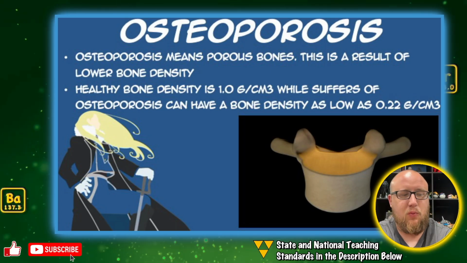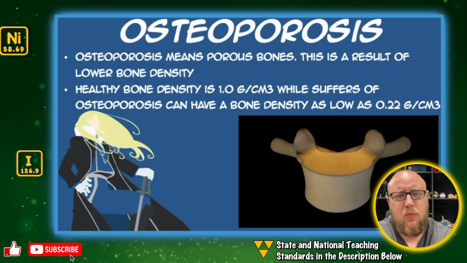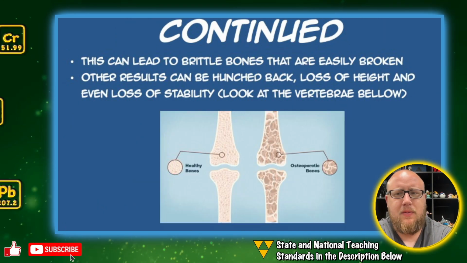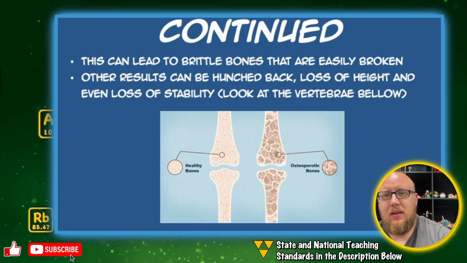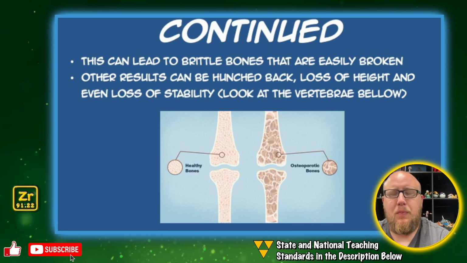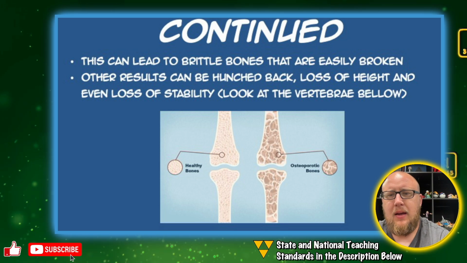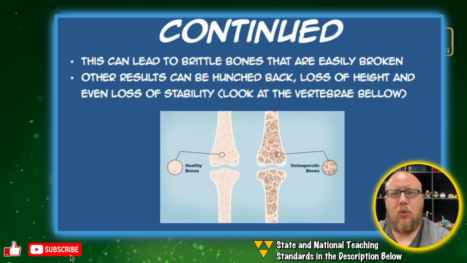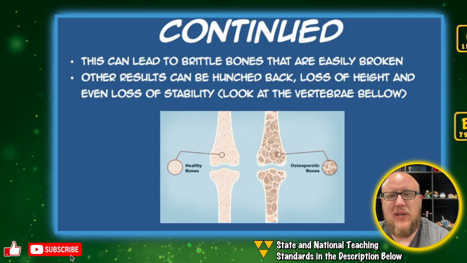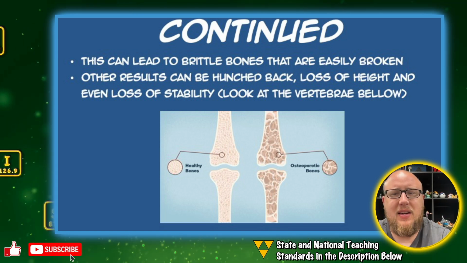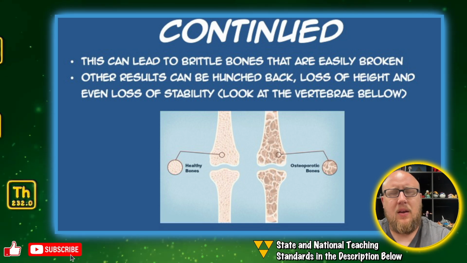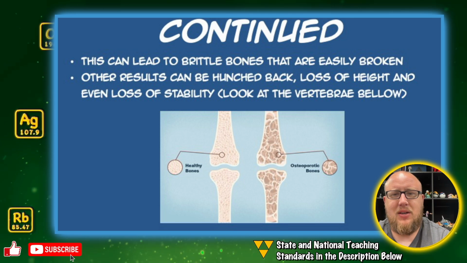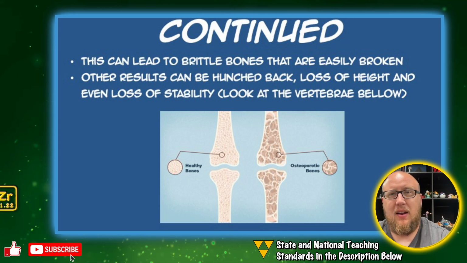Well, what does this mean? What's the big deal about a lower bone density? Well, lower bone densities can lead to bones breaking more easily. We see a healthy bone on the left has a lot of that spongy material, while if we look on the right, we see a lot of empty space in there. This can result in more brittle bones, so bones that are easier to break, and also if you see older people, they can have that hunched back.